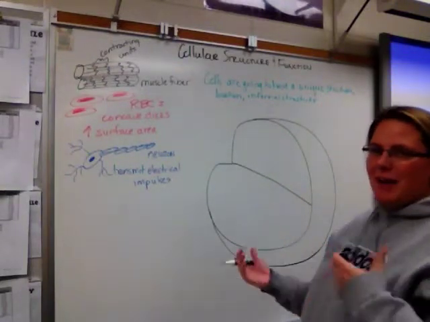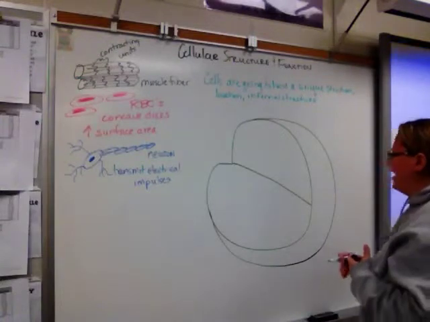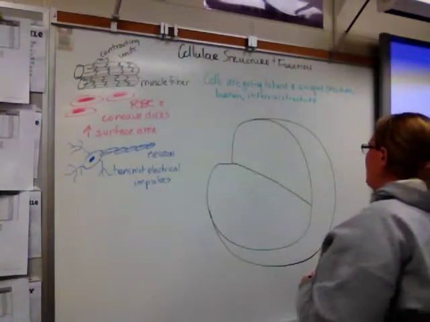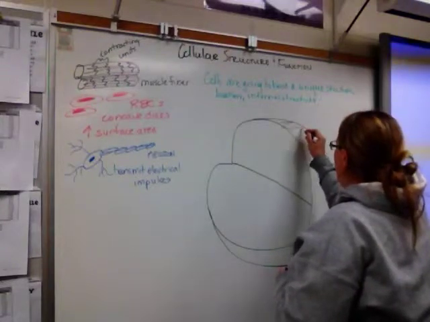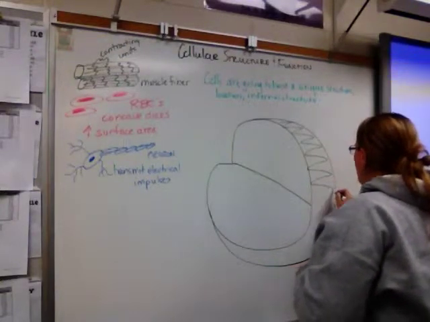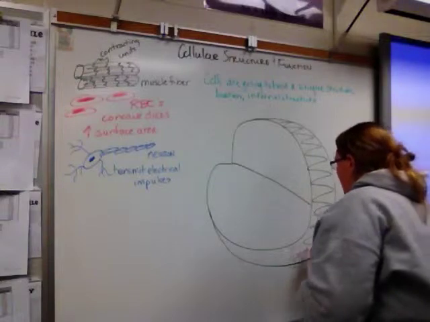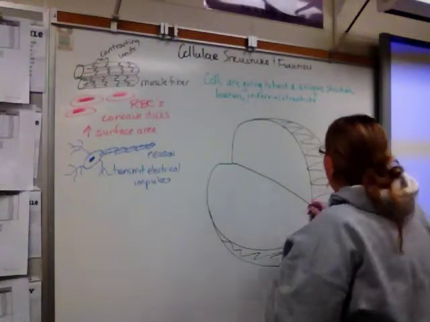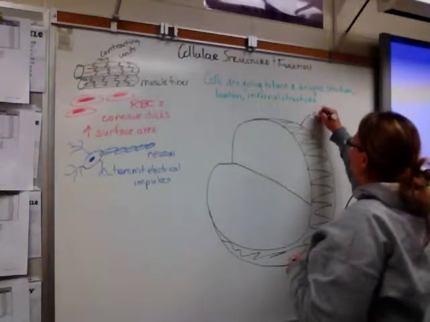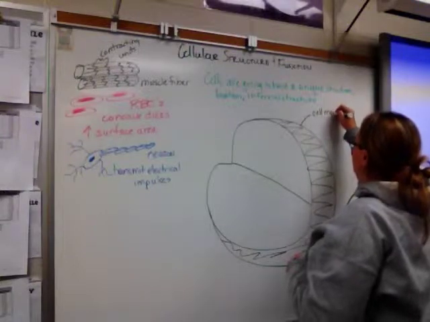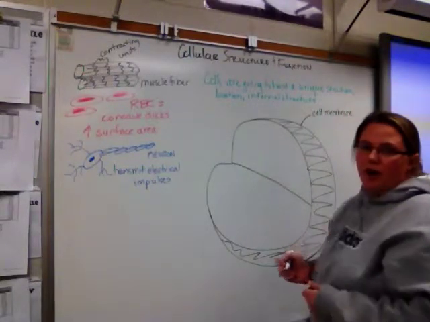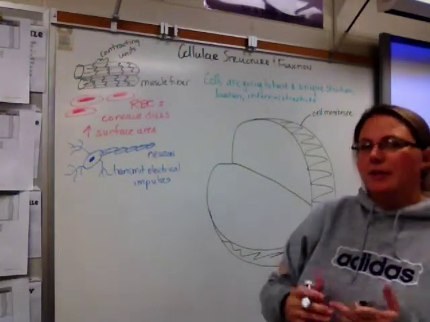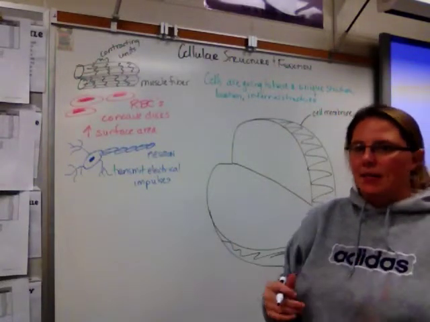And so this is my cell that has gotten a chunk taken out of it so that we can see what's inside of it. All right, so this boundary, I'm going to go ahead and color that in. This boundary right here is a structure known as the cell membrane. All cells have a cell membrane. Okay, all cells. So plant cells, bacterial cells, everybody has a cell membrane.